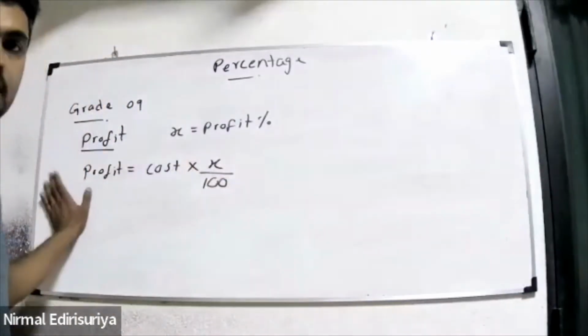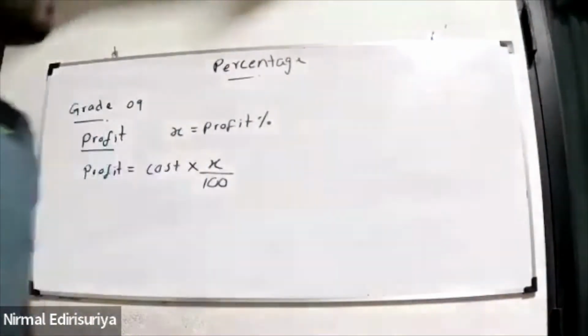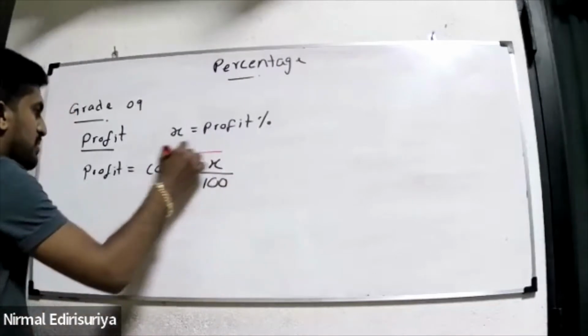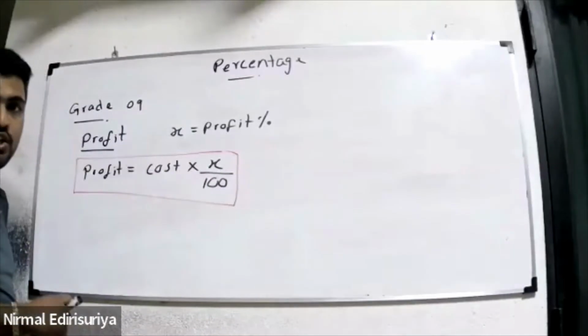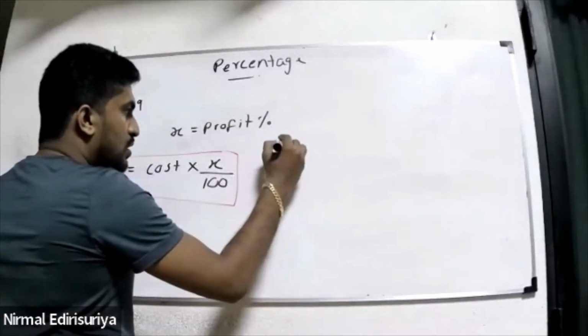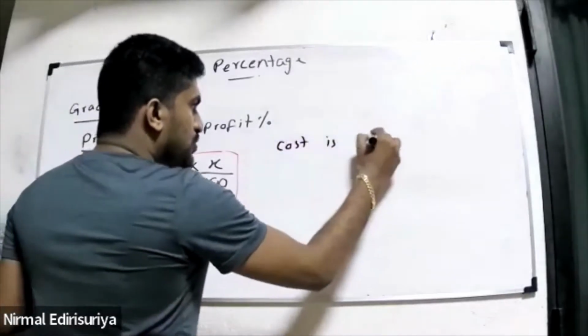Did you get what I said, guys? Any problem? Ask if you have questions. Now this is the first equation you have to remember. Then I'll give you a question. Cost is 2,000 rupees.